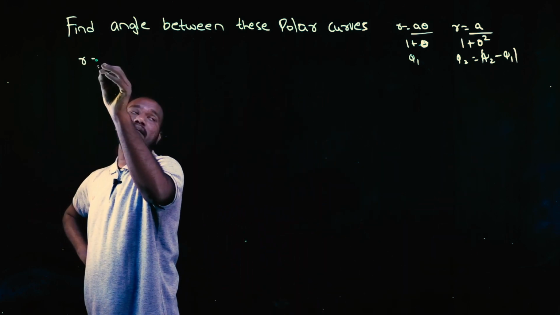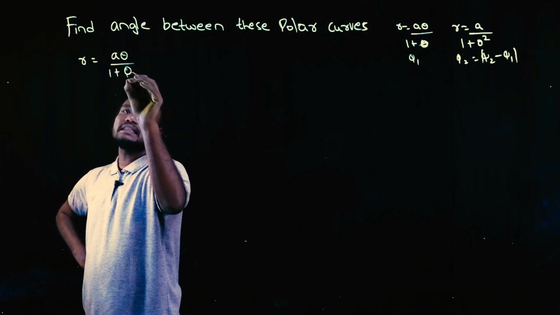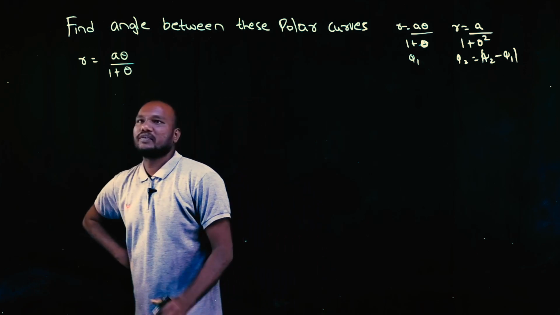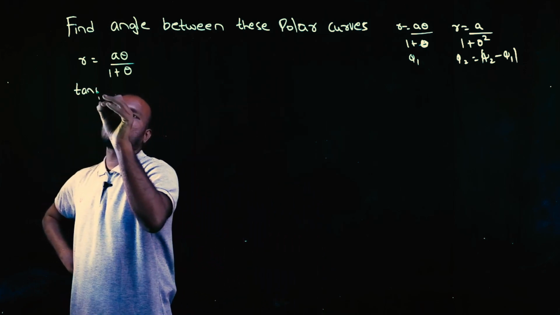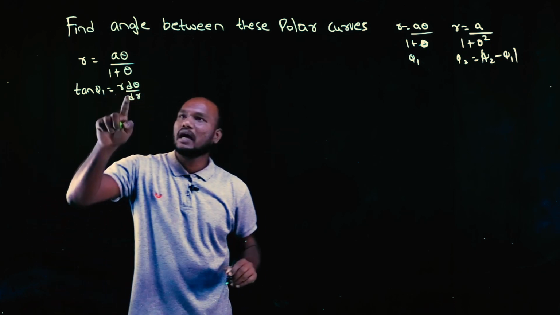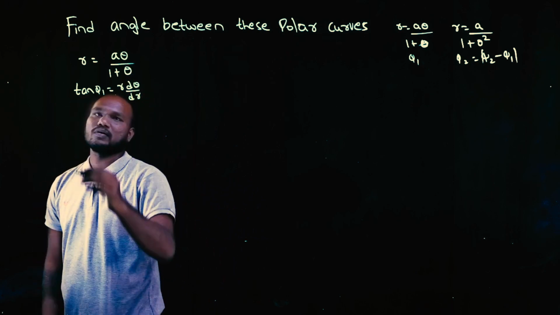r is equal to a theta upon 1 plus theta. This is what they're asking. So what is the formula? Tan phi 1 is equal to r into d theta by dr. If you just see here, r looks complicated because there is so much in the numerator and denominator. So we can just take log on both sides.